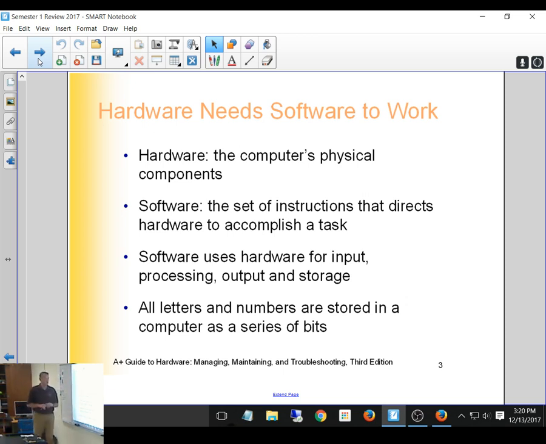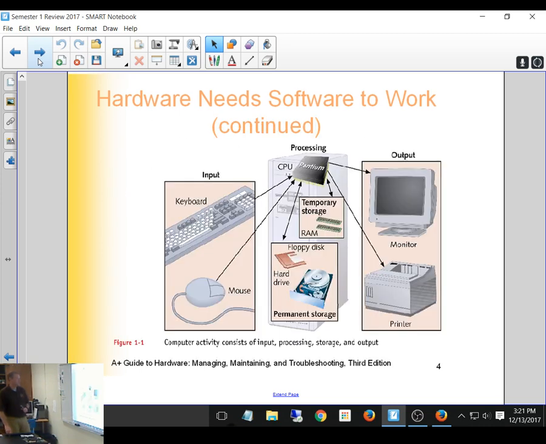So remember that hardware is the physical components of a computer, whereas software are those pieces of data and instruction that tells the hardware how to accomplish or what kind of tasks we want to accomplish. Software uses hardware for input, output, processing, data, and storage, and everything in a computer is stored in a series of bits, zeros and ones, and we talked in chapter 4 about how binary numbers came to be, and they're all based on really only 2 digits, 0 and 1.